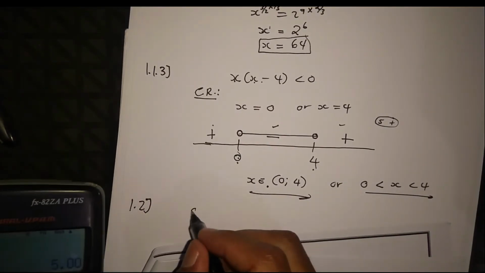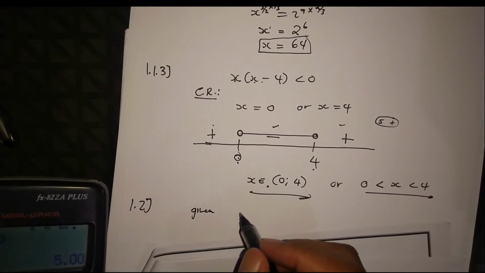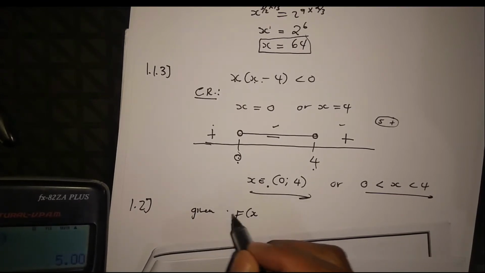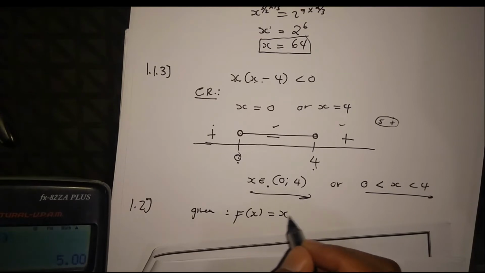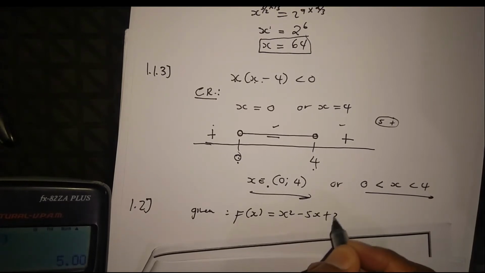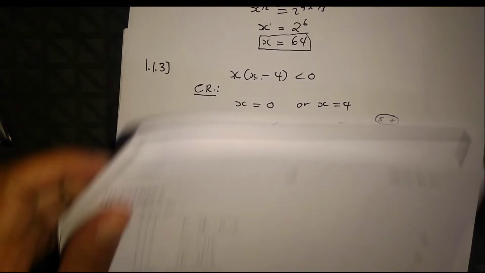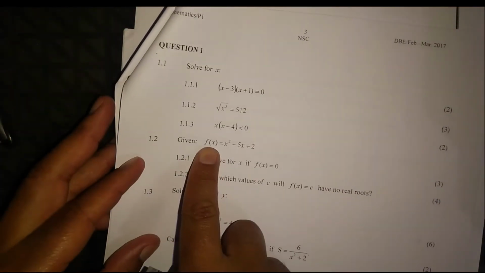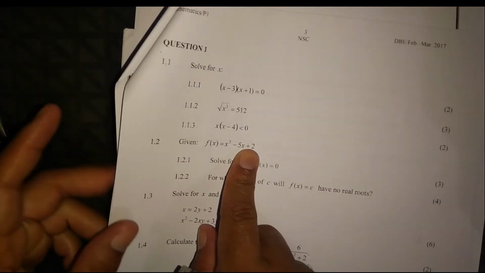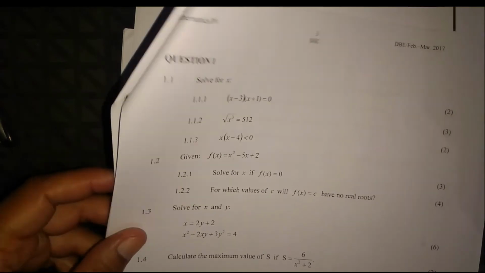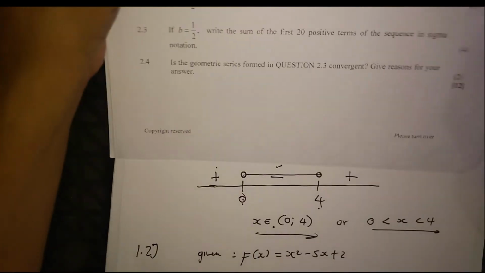1.2 given f of x equal to x squared minus 5x plus 2. We are given f of x as a quadratic expression, right, in its standard form.